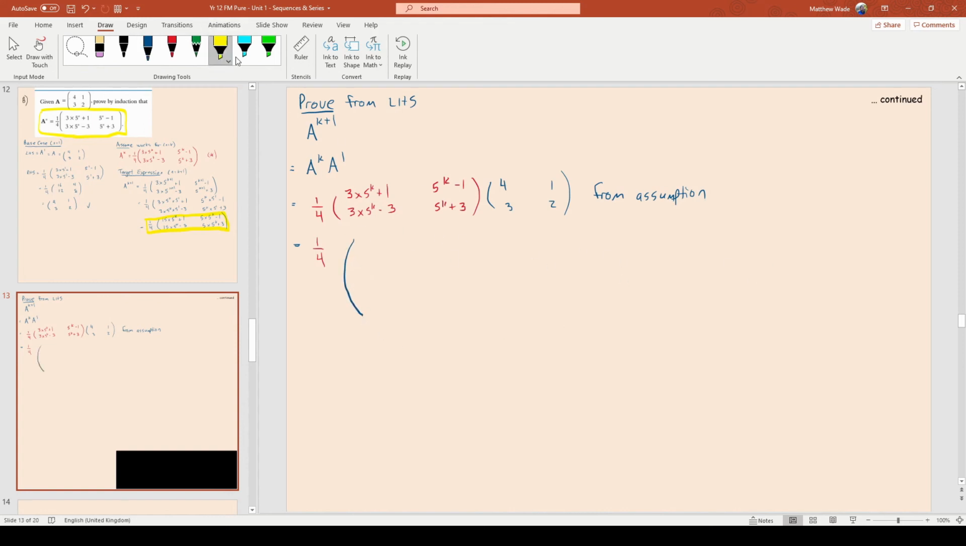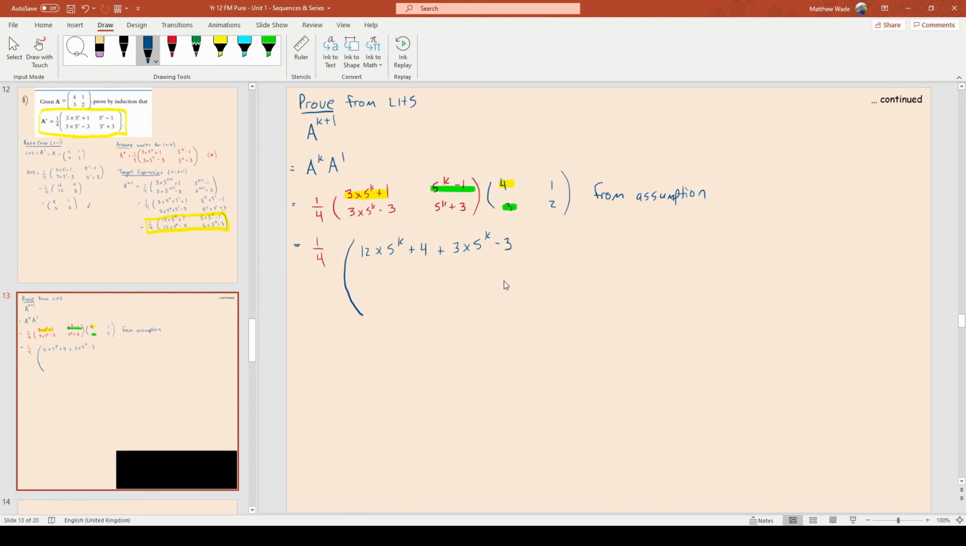Remember how matrices work? It's going to be this times this plus this times that. Remember all this? So it's like this times this, and then this one times that one. So here we go. It's going to be 3 times 4 to make 12 times 5 to the k plus 4 is what we're going to get there. And then this one is going to be plus 3 times 5 to the k minus 3. So that's our first one.